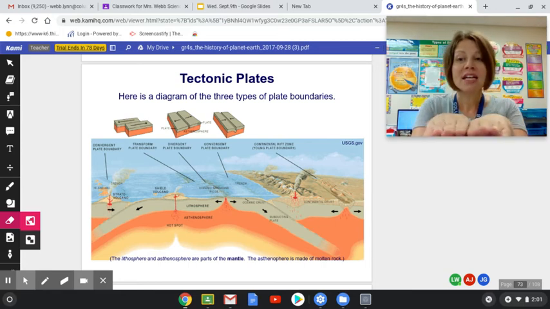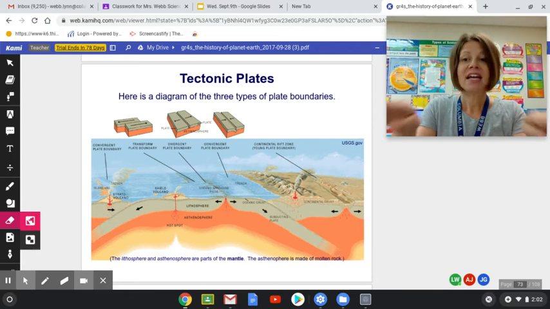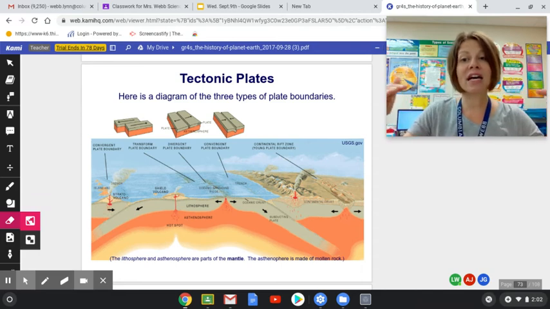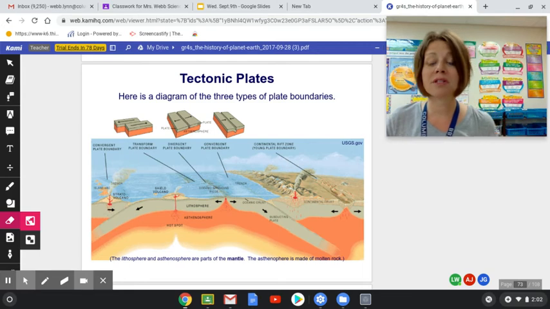All right, then we have divergent, divide. Then we have convergent, collide. And when they collide, sometimes one will go underneath the other, and that's called subduction. Okay, we'll dive into that even more.